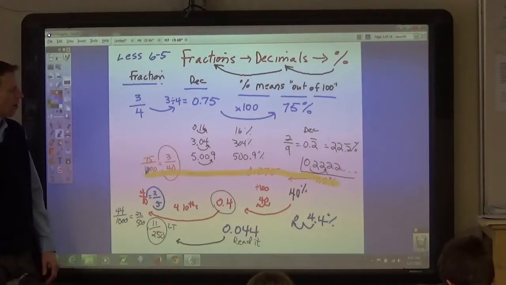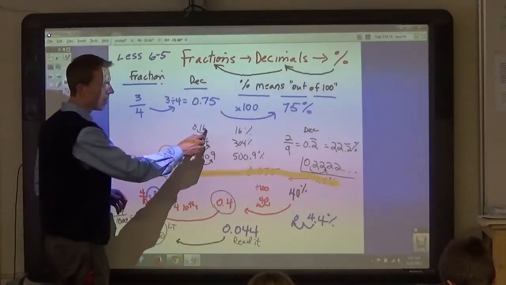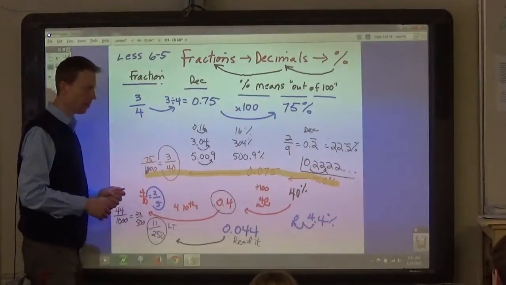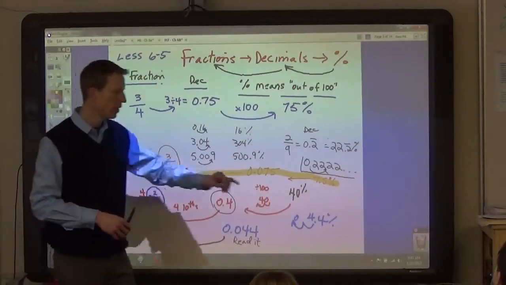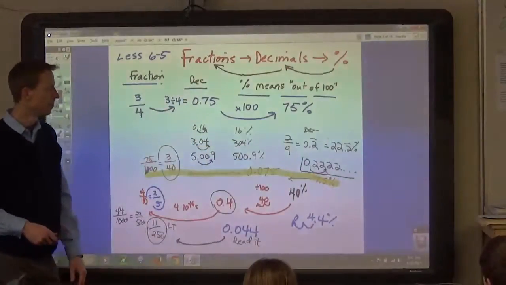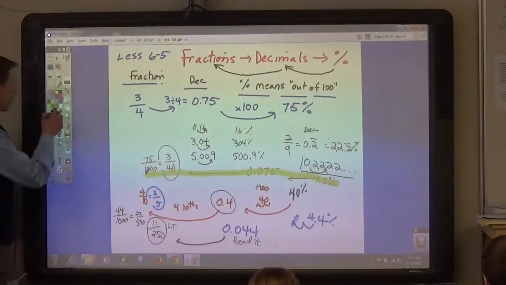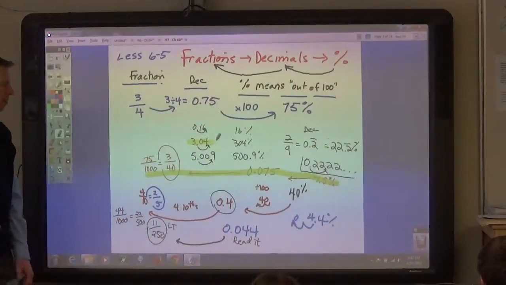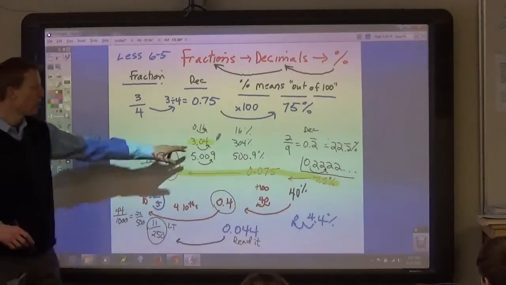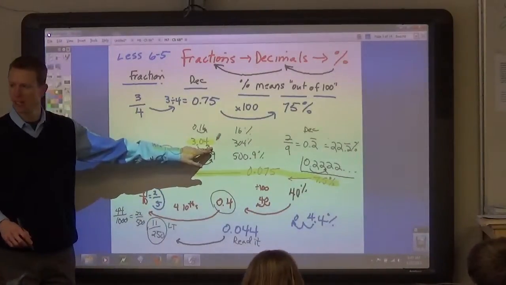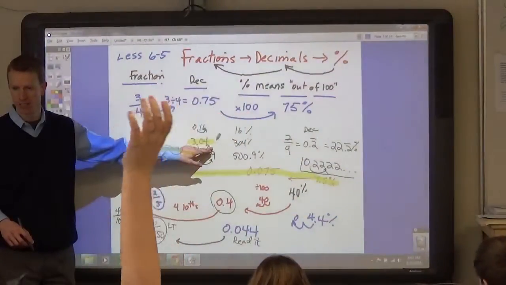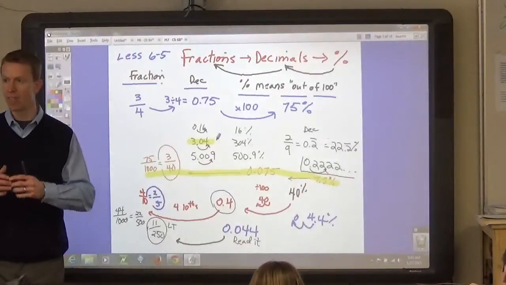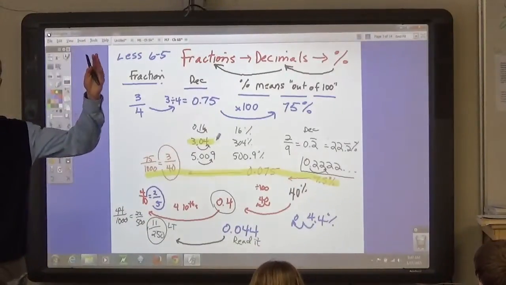So anytime we are multiplying by 100, you move the decimal place 2 places to the right, and anytime we are dividing by 100, we move the decimal place 2 places to the left. Now, what if we get a decimal like 3.04? When we move that 2 places to the right, what percent is that? Isaac? 304%.